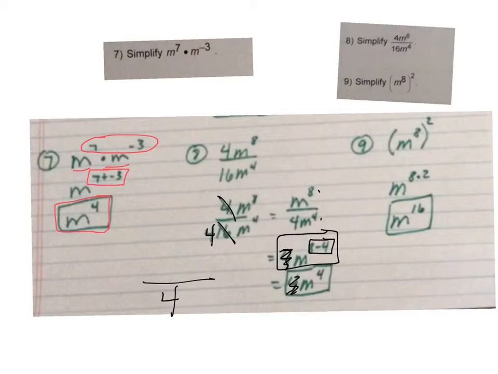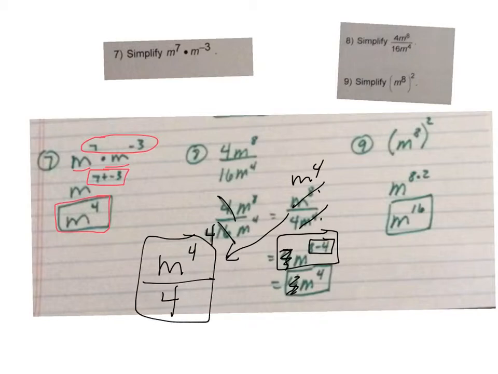Or you can just say who wins the battle. Well, the top wins the battle by 4, and then just rewrite it as m to the 4th over 4, and that's my answer. On number 9, you're simply multiplying the exponents because you're taking a power to a power, so that would be m to the 16th power. So hopefully going over those three will help with exponent rules.